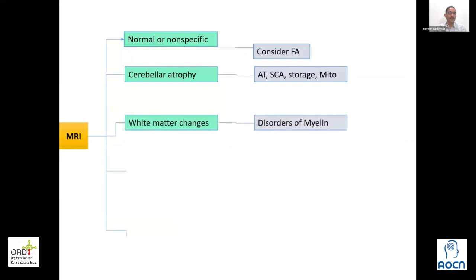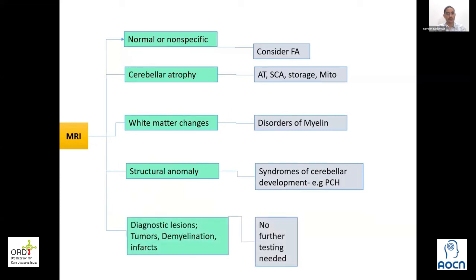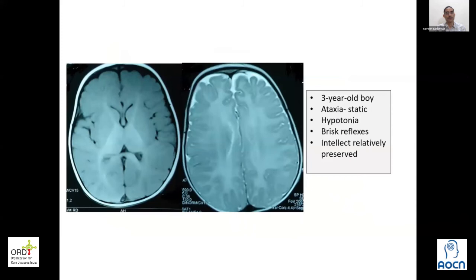If there are white matter changes, then you think of disorders of myelin. If you have a structural anomaly, then you think of syndromes of cerebellar development. And if you get any other lesions which are clearly diagnostic of something else, then you don't think of genetic ataxias. So here is an example of a 3-year-old with static ataxia of infantile onset, and he's cognitively relatively preserved.